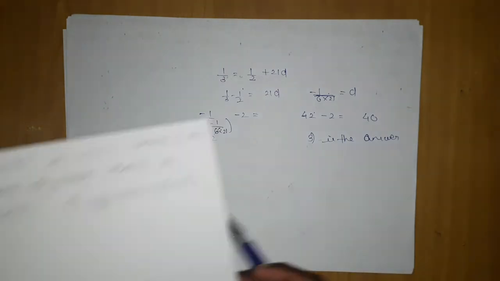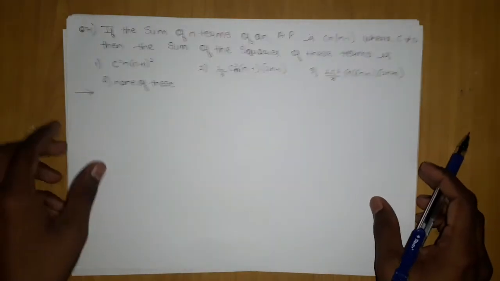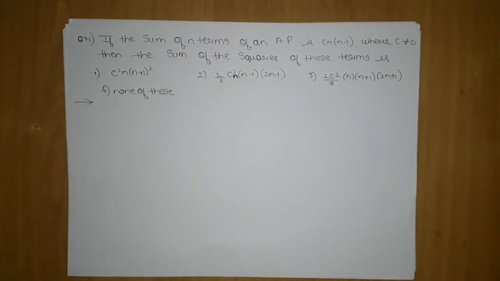Question number 71 says, if the sum of the n terms of the AP is Cn into n minus 1, where c is not equal to 0, then what is the sum of the squares of the terms? Four options are given. C square n into n plus 1 the whole square; 2 by 3 c square n into n minus 1 into 2n minus 1; the third option is 2 into c square by 3 n into n plus 1 into 2n plus 1; and the fourth option is none of these.